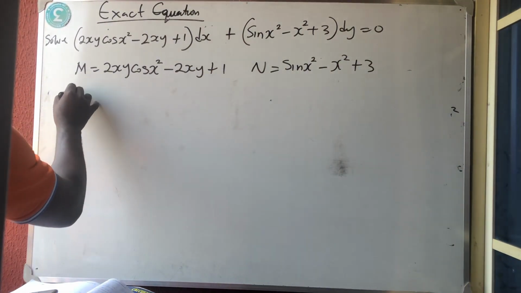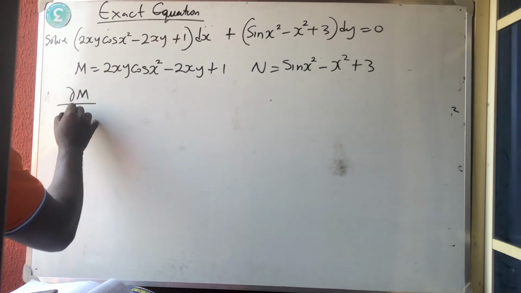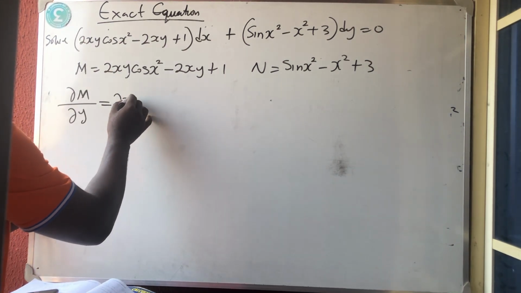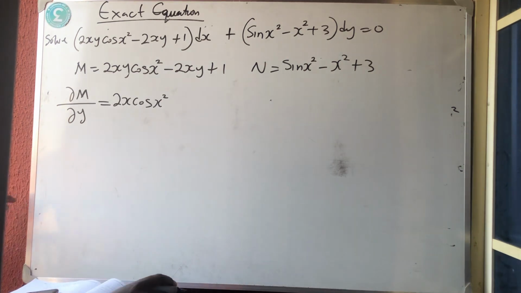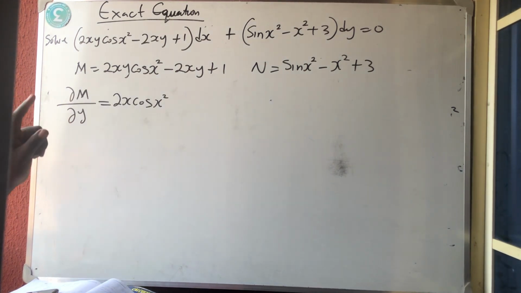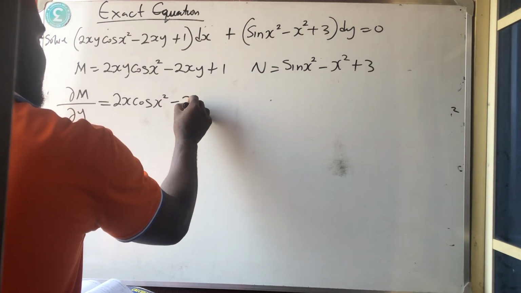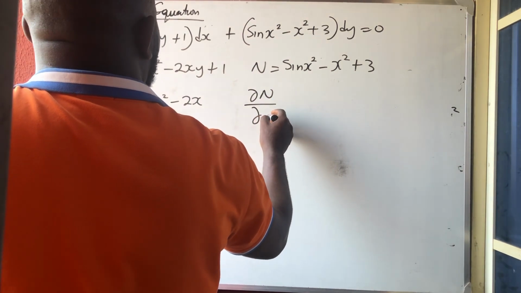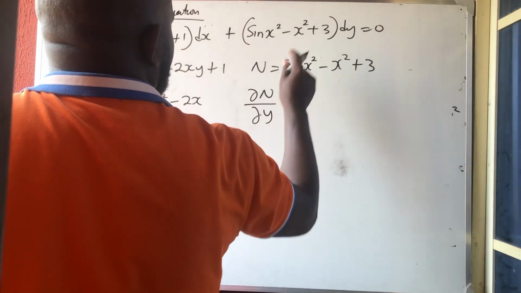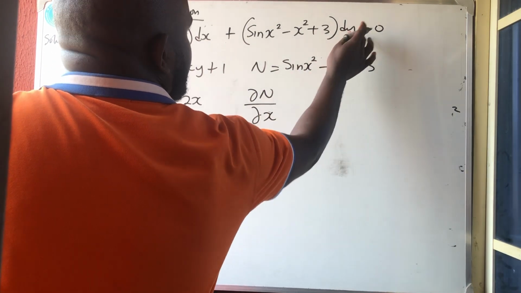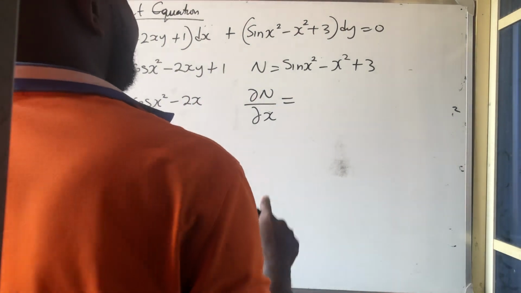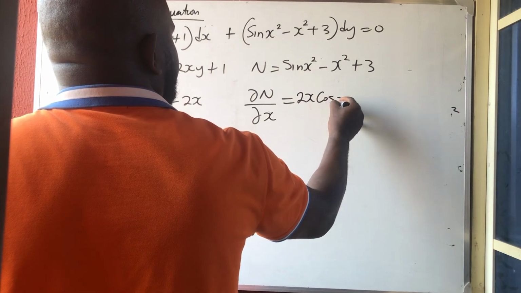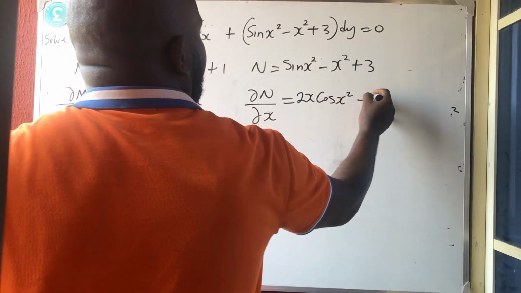So here will now be partial M. Because it has the x, I'm going to have partial y, which will give me, differentiating y, 1. So I'm left with 2x cos x squared. Remember, it's partial, so partial means you are focusing on that y, every other thing is a constant. So here will give me minus 2x, and here is 0. Now partial N over partial x, because it has y here. Differentiate here, I have 2x, differentiate sine something, I'm going to have cos that thing. Then differentiate here, I'm having minus 2x.